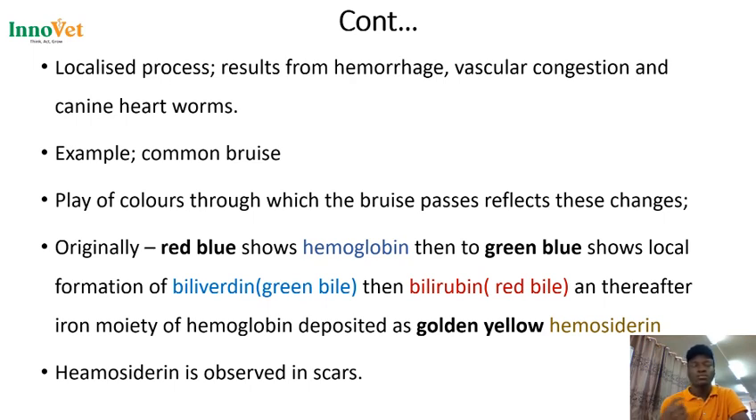But then later on it will turn into green-blue, which shows the local formation of biliverdin, and that is what is called green bile. Then it will turn into red bile, that is bilirubin, and thereafter it will turn into the iron molecule of hemoglobin deposited as golden yellow. Sometimes it can be brown in color, a granular substance, which is called hemosiderin. So hemosiderin is observed in scars.